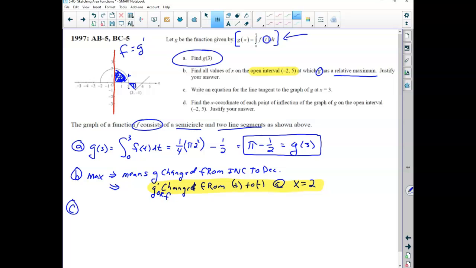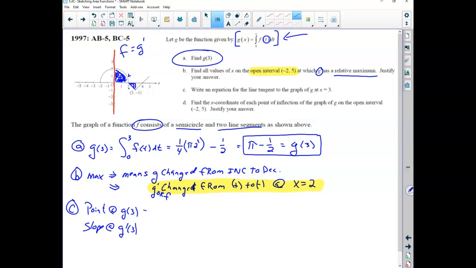Write an equation for the line tangent to the graph of g at x equals 3. Well, that means we need a point at g of 3, and we need the slope at g of 3, right? Or the slope, g prime of 3, I should call it.